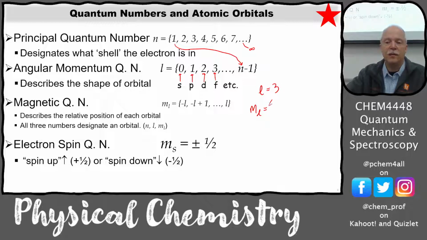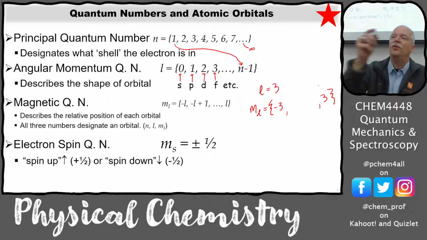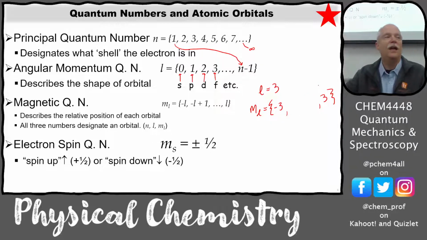What's the minimum or the most negative m sub L could be? Negative 3, okay? And then what's the maximum it could be? Positive 3. And so then what are all the numbers in between? Notice how I'm doing this. Do the limits first, and then fill in the middle. So then it goes minus 2, minus 1, 0, 1, 2. You can put your commas in there.